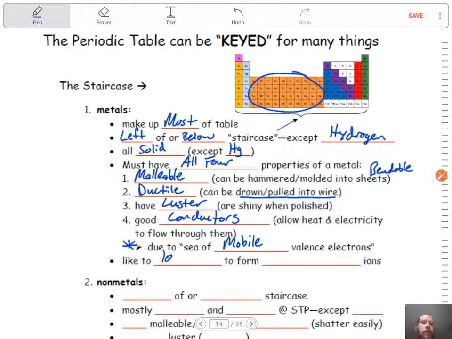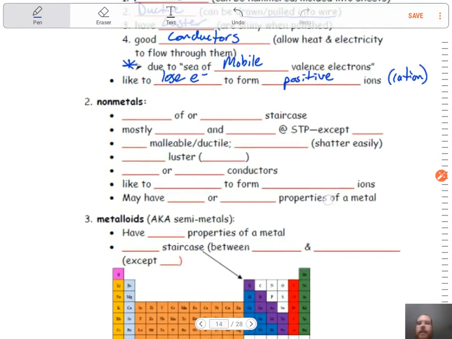They like to lose their electrons and they form positive ions. Remember, what's a positive ion called? Cation. So again, these are terms that we've used. So metals are to the left. Nonmetals then are going to be to the right of the staircase or above.